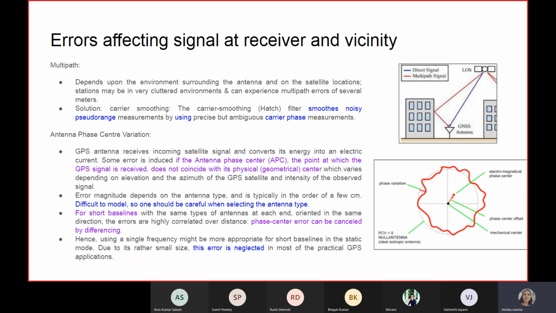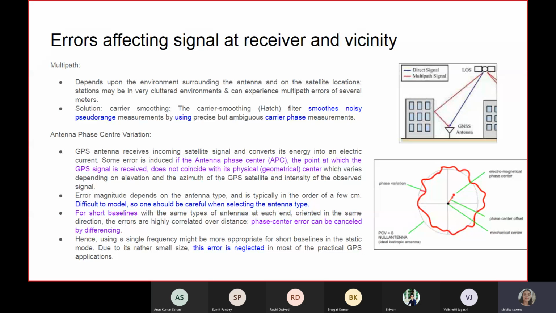Then there is a phenomenon known as antenna phase center variation. The antenna is the place on the receiver where we receive the GPS signal from the satellite. The signal is converted into electrical current. And if the antenna phase center, that is the point at which the GPS signal is received, does not coincide with the physical or geometrical center of the receiver itself, which may vary due to elevation and azimuth variation of the GPS satellite and intensity of the observed signal, then some error is induced.